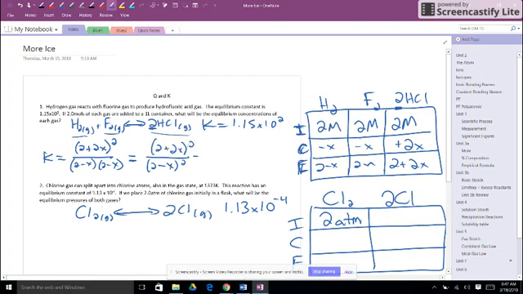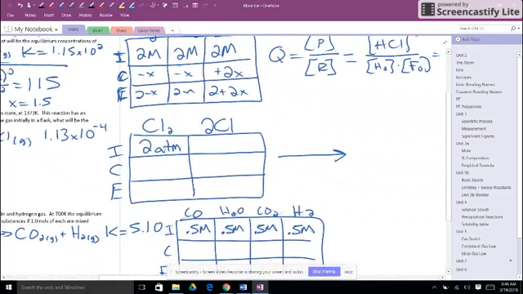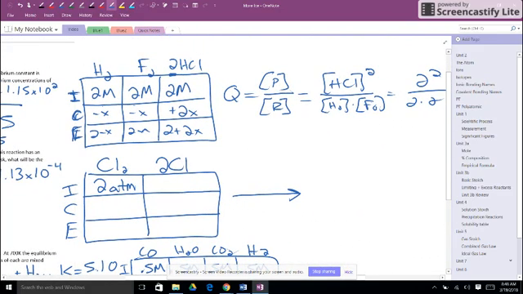Now we know that K was 115. So now we could take the square root of all of this. We get (2 plus 2x) divided by (2 minus x) equal to 10.7. We solve for x, and x is equal to about 1.5. Then we plug this back into the equilibrium concentrations. 2 minus 1.5 means the concentrations of H2 and F2 are going to equal about 0.5 molar each. And for HCl, 2 times 1.5 plus 2 is about 5. So the concentration of HCl at the end will be about 5 molar.